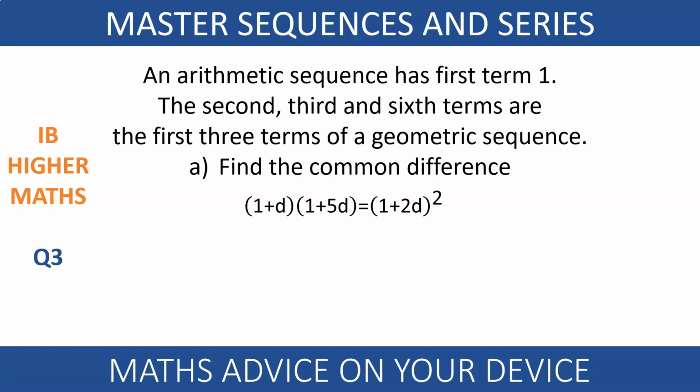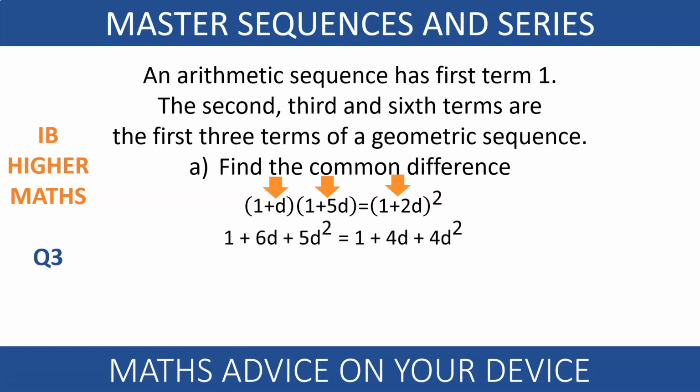Now, pay attention. This is a trick that you may or may not know. Since the 3 are consecutive terms of a geometric sequence, we can say that the first term of a geometric sequence times the third term equals the second times the second, or the second squared.